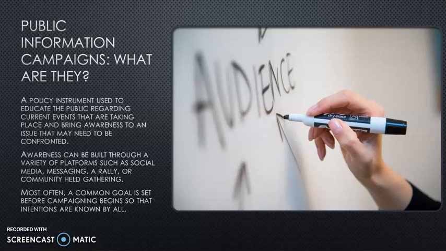But before we begin, what is a public information campaign? It's a certain type of instrument that is used to educate the public about current events that are taking place, and also to bring awareness to an issue that may need to be confronted. This could be anything from recycling to mental health to suicide prevention to school policies. This awareness can be built through a variety of platforms such as social media, messaging, a rally, or community-held gathering. For my project, we'll be focusing on rallies and community-held gatherings.